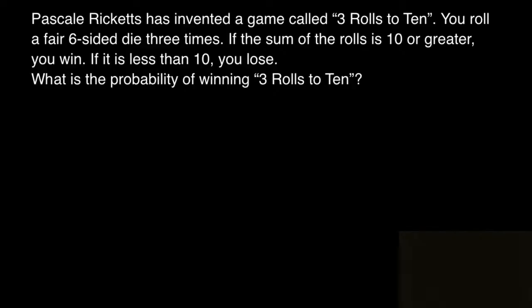So there are several ways that you can approach this. The way we're going to tackle it in this video is we're going to try to come up with an experimental probability. We're going to do many experiments trying to win 3 rolls to 10 and figure out the proportion that we actually win. And the more experiments we try, the more likely that we're going to get a good approximation of the actual probability.